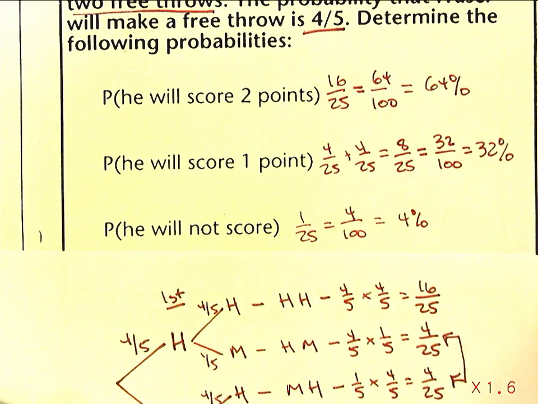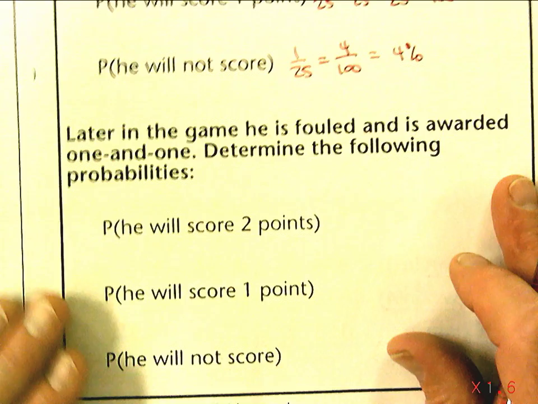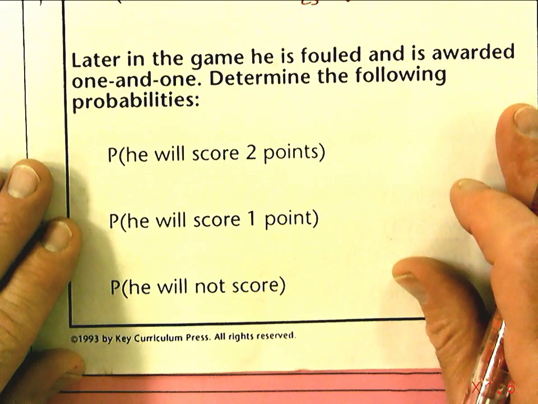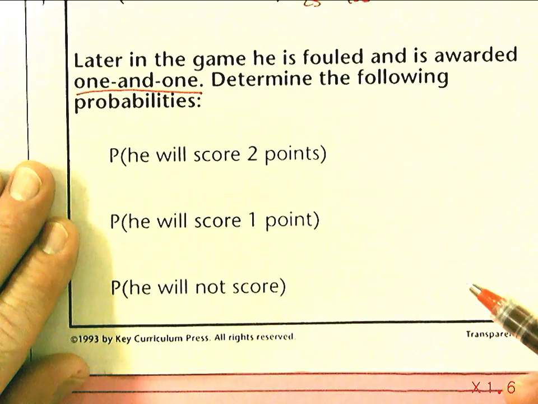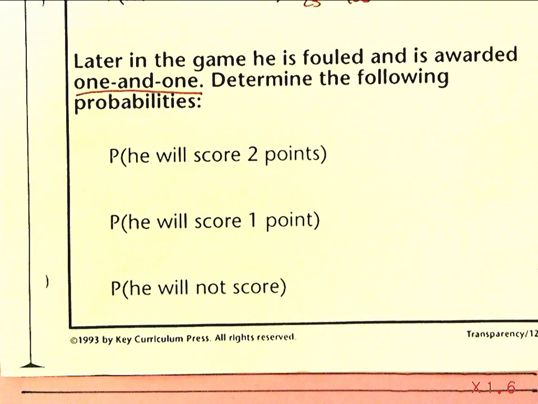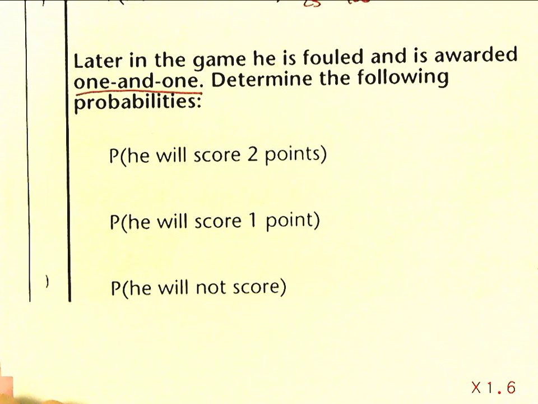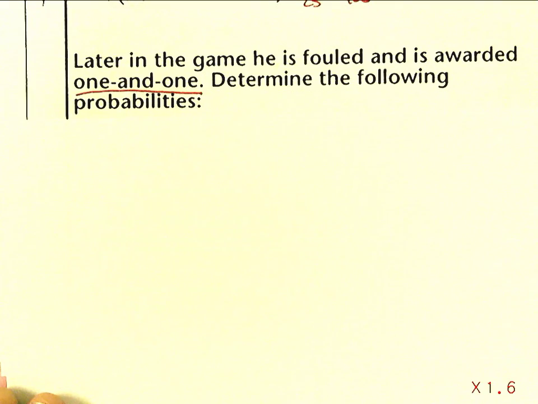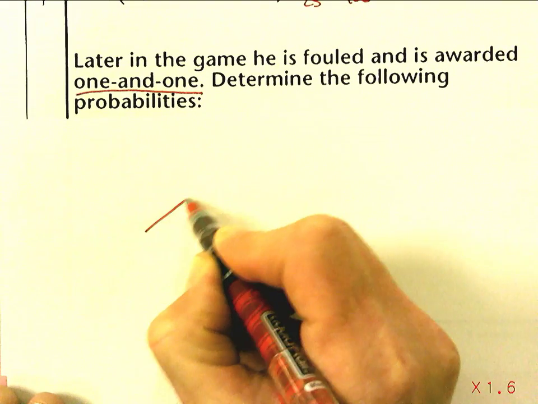So that's pretty good. Well, what happens when, in some basketball games, you don't get 2 shots, you get what's called a 1 and 1. So if you make the first one, you get to take a second shot. So that kind of changes a lot of our probabilities. He's still a 4/5 shooter, but getting to shoot the second shot depends on making the first one. So our tree diagram is going to be a little bit different.